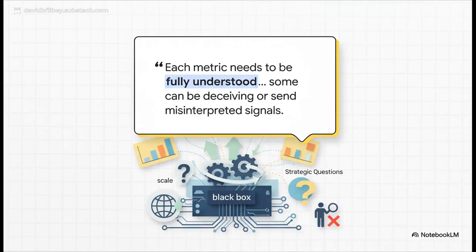But here is where David throws up a huge, and I mean huge, red flag right from the start. A tool is just a tool. Before you even look at a single number, he says you have to understand exactly where it comes from, because some of these metrics can be incredibly misleading if you don't have the full context.